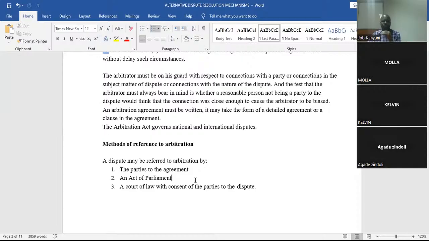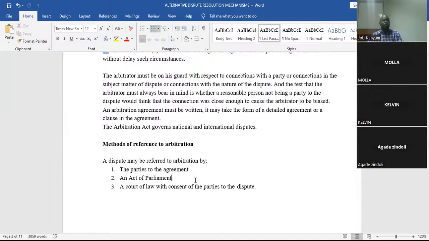So a specific act of parliament can give guidelines that any dispute arising out of any transaction or contract in nature to this particular act or statute law can be referred to a certain tribunal body. So some of them are usually set up by acts of parliament. So remember, we said an act of parliament is a law that is made through parliament, sometimes known as a statute law.